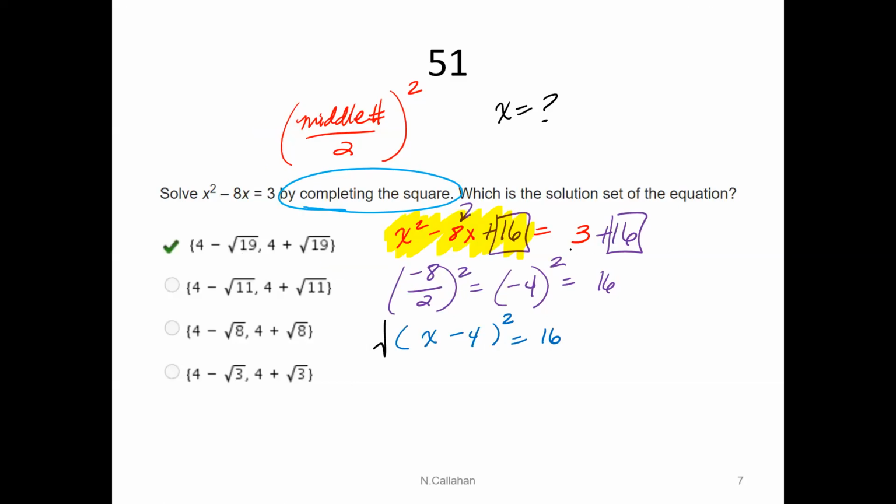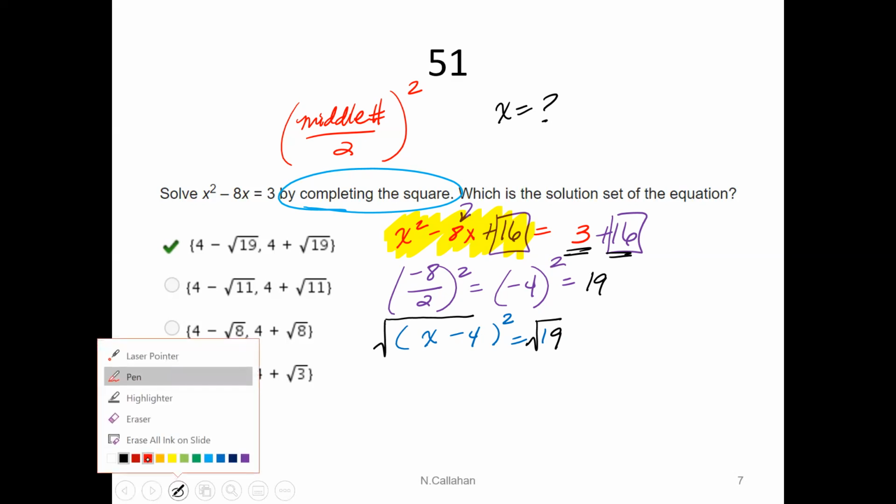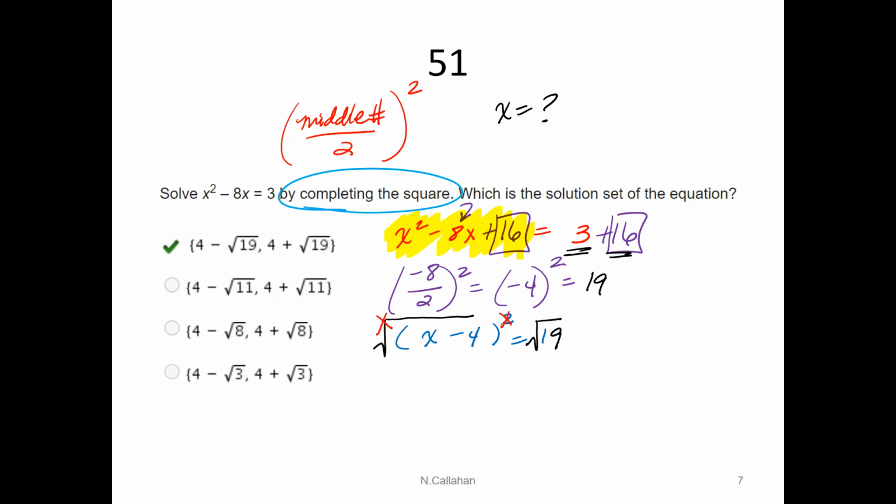There we go. Okay, so 3 and 16 gives you what, you guys? You guys know that. All right, so 19. And so how do you come back a square? What's the opposite of a square? A square root both sides. And so when you square root both sides, what's going to happen is that square root and that square cancel. We have x minus 4.